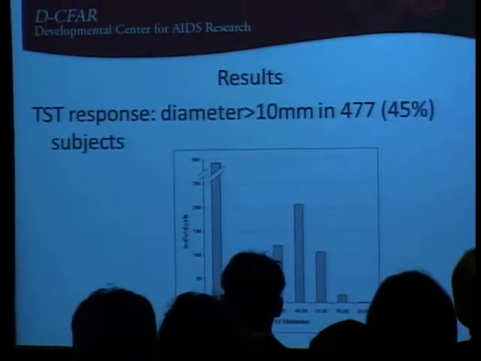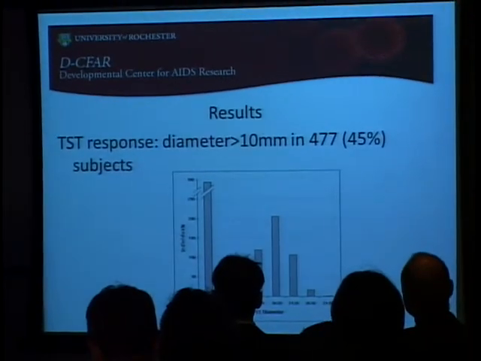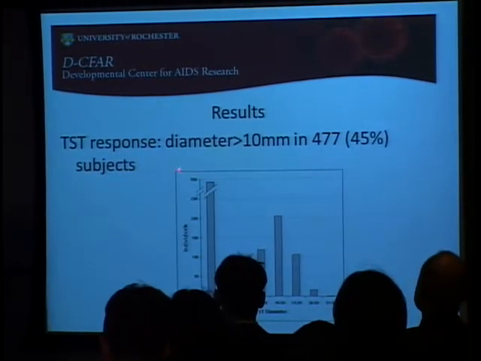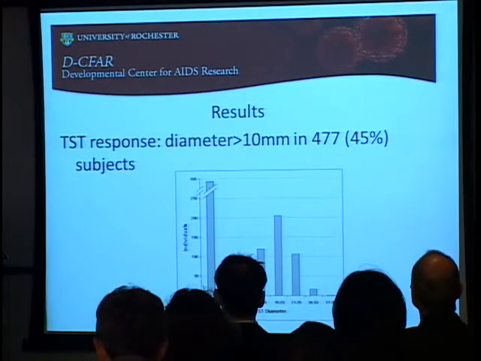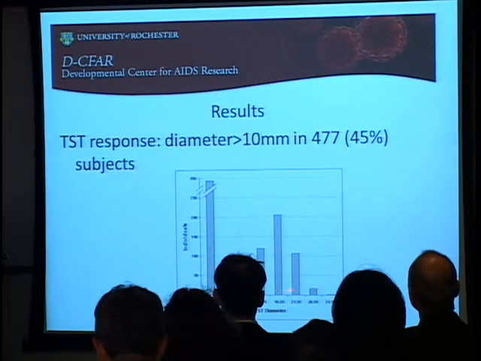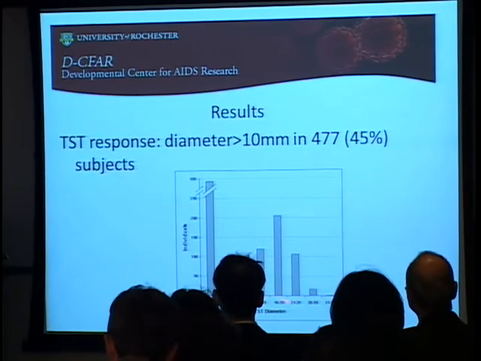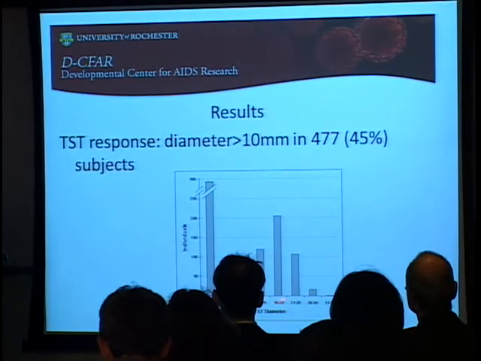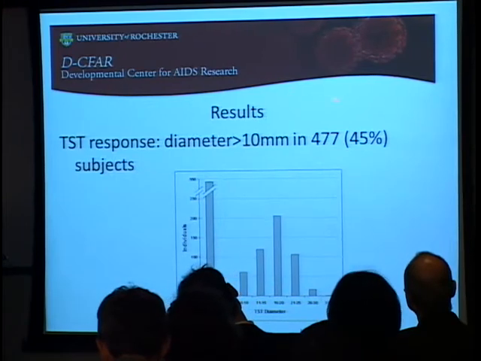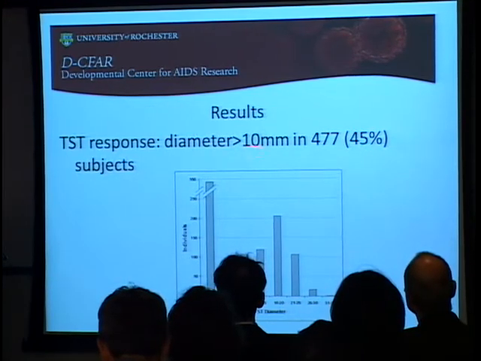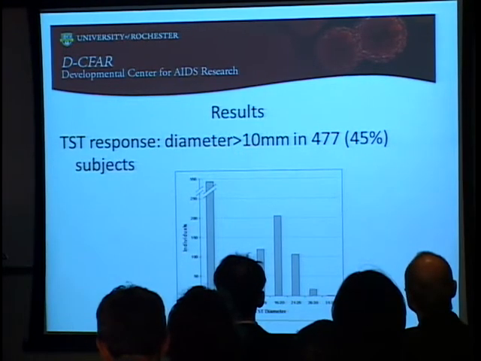When we look at the skin test results, the first bar is 0, which means negative. Then we can see the distribution of the positive skin test diameters. If we define 10 or more as latent TB, this is the distribution, and the peak is actually at 16 to 20 millimeters. Based on this threshold, 45% of the subjects are latent TB positive.